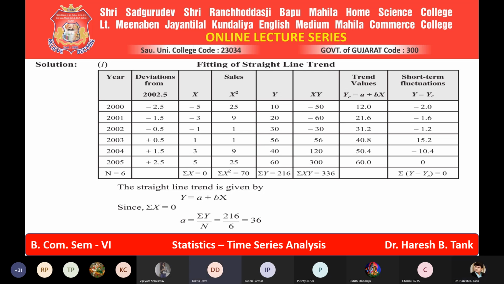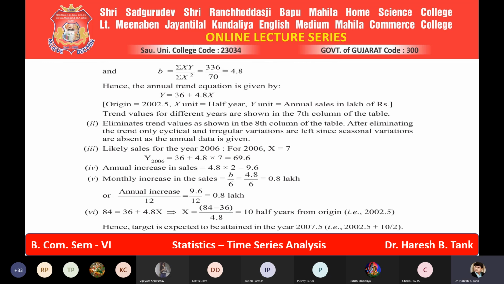For a, the value is 36 and for b, the value is 4.8. Okay, let us see. If you just make a sum of this column, summation of x square goes to 70, summation of y is 216, summation of xy is 336. Till here, you may be able to do it, right? A is nothing but summation of y upon n, so it is 216 divided by 6, which comes to 36. And the value of b is 4.8.